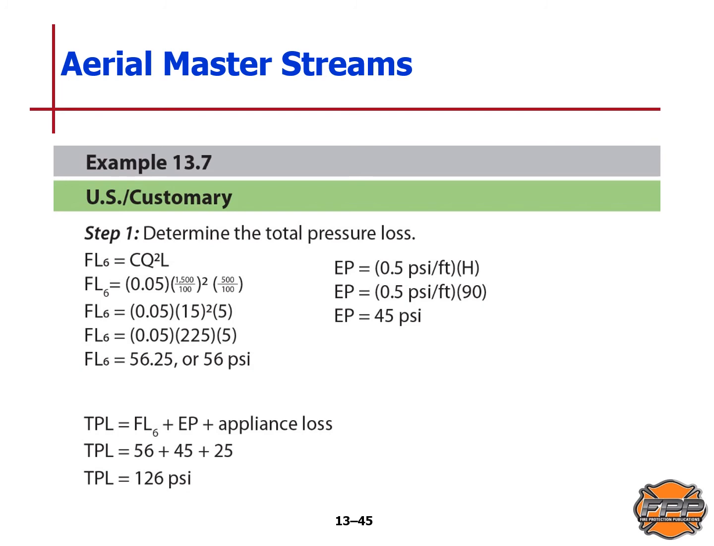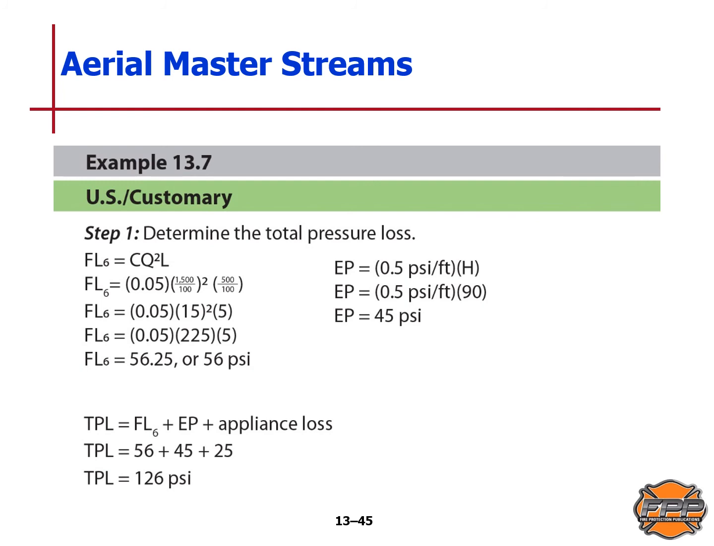Now, in this case, you're running elevation pressure. So you have, let's look at the right side. Elevation pressure is 0.5 psi times feet of head. So you've got elevation pressure, which is 0.5 psi times 90 feet at the head. So 90 times 0.5 is 45 psi. So your elevation pressure is 45 psi.